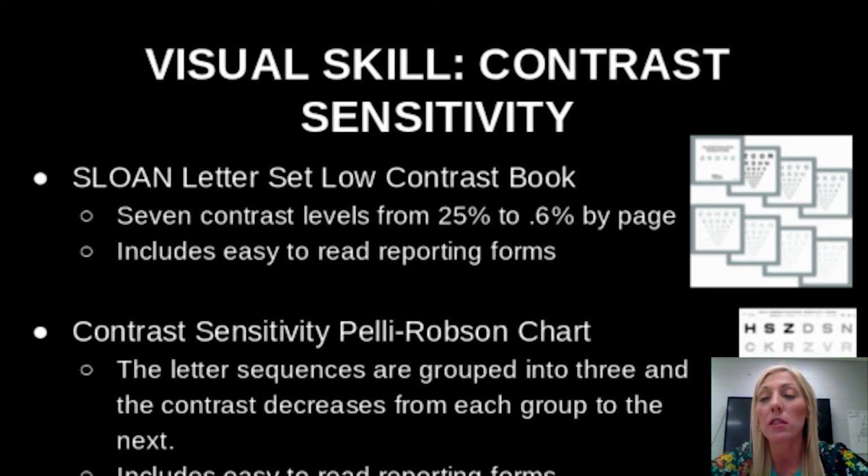And then the reporting form is very easy, and I really like how user-friendly the reporting is with this Pelli-Robson chart, because it breaks it down. If you're going to do contrast sensitivity, it has the left eye, the right eye, and then both eyes together, and it gives you a percentage there to record. So that's really user-friendly.